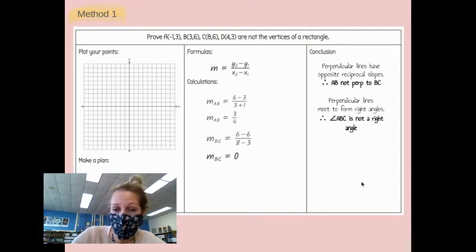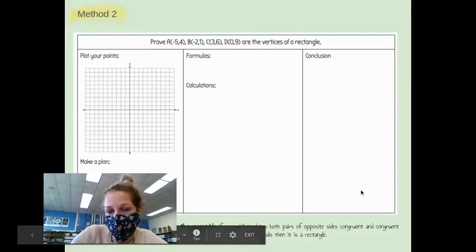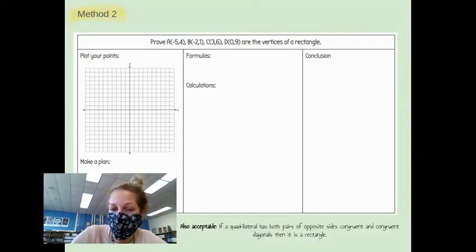Perpendicular lines meet to form right angles. Well, they weren't perpendicular, so angle ABC is not a right angle. If a quadrilateral has four right angles, then it is a rectangle. Well, at least one of ours isn't, so we know ABCD is not a rectangle.